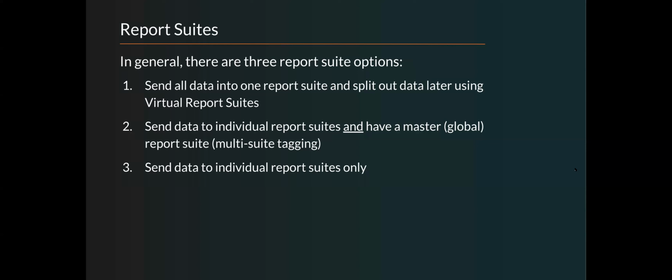And then option three is to say, you know what, I'm not going to have a master view of all of my data. I'm going to just have data at the individual report suite level. So maybe brand A, brand B, country A, country B, but I'm not going to be able to see the data for all of it together. So these are really the three different options that you have.